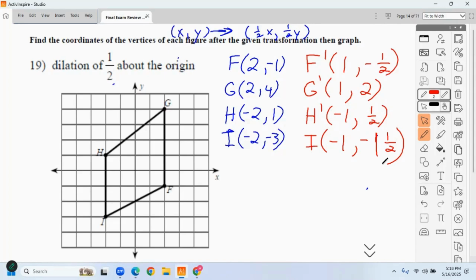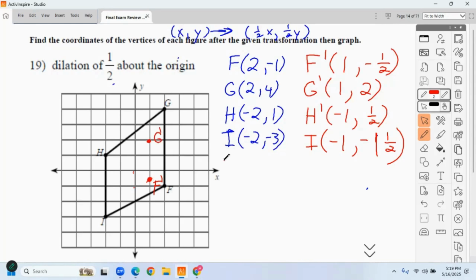So let's line it up and see what happens with this. Hopefully it looks pretty good when we finish. Let's start with the F. So starting at the origin, which is right up here. My bad. In this case, we're going to have 1 over, and we're going to go down to, not 2, but a half. So F prime is going to be right in here. All right. G prime, 1, 2. So we're going to go over 1, up 2. G prime is going to be right here.